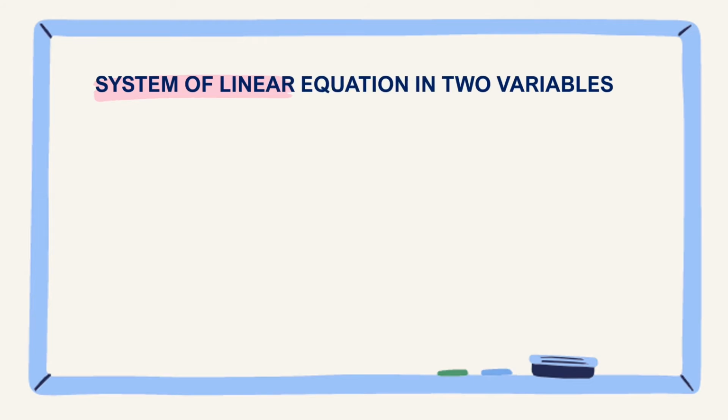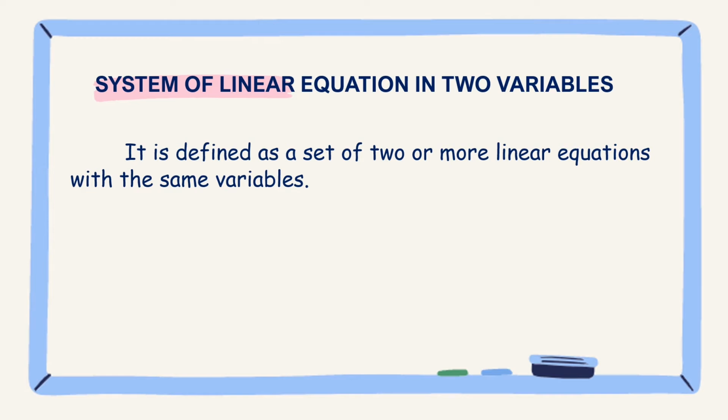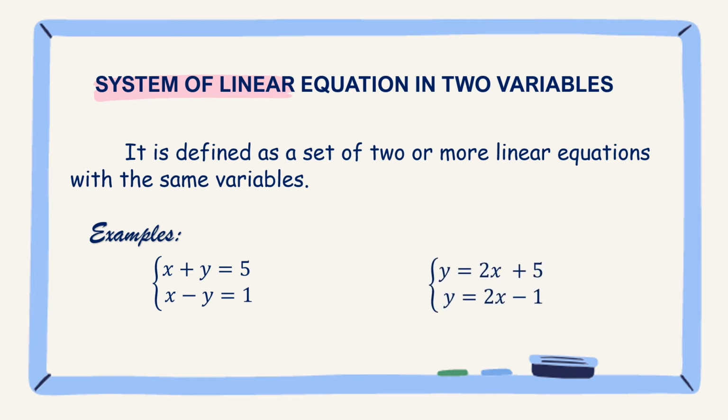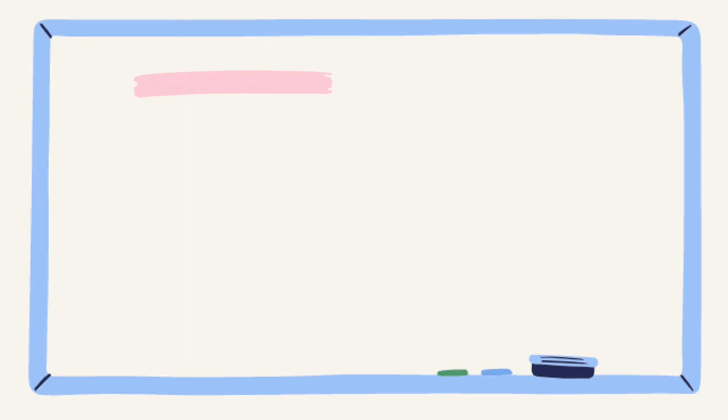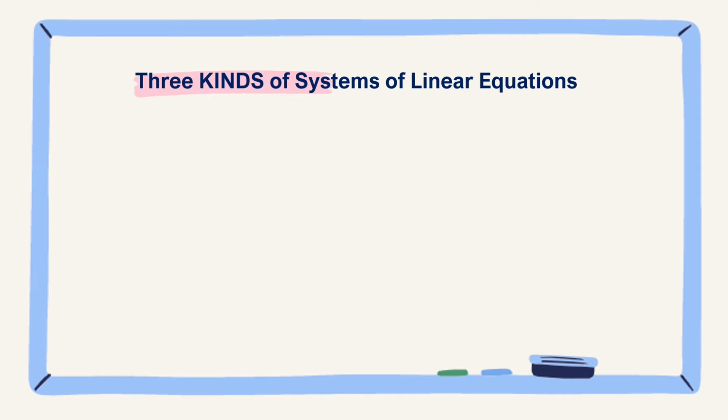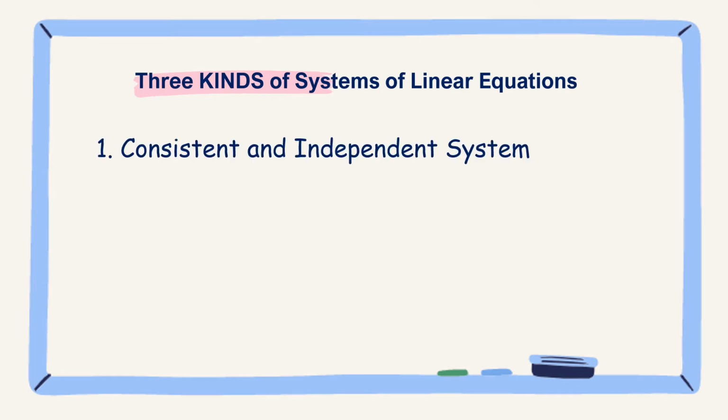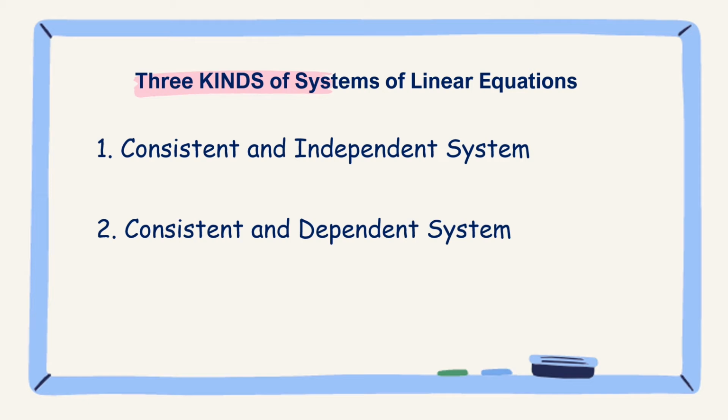What is a system of linear equations in two variables? It is defined as a set of two or more linear equations with the same variables. For example, the system of the equations x plus y equals 5 and x minus y equals 1. Another, the system of the equations y equals 2x plus 5 and y equals 2x minus 1. There are also three kinds of systems of linear equations. These are the consistent and independent system, the consistent and dependent system, and lastly, the inconsistent system.